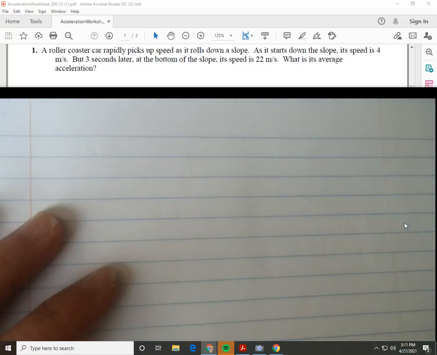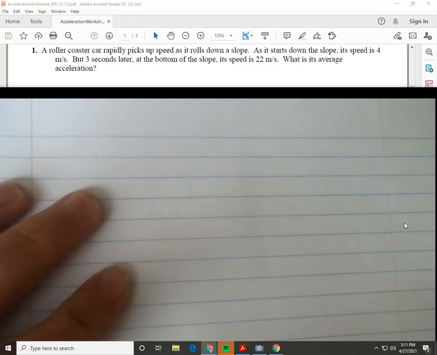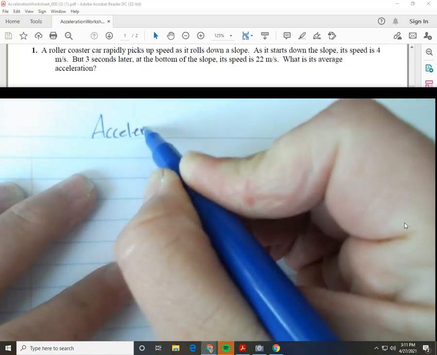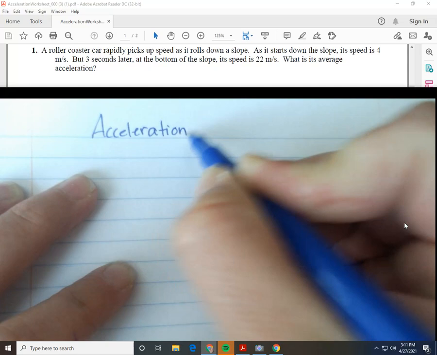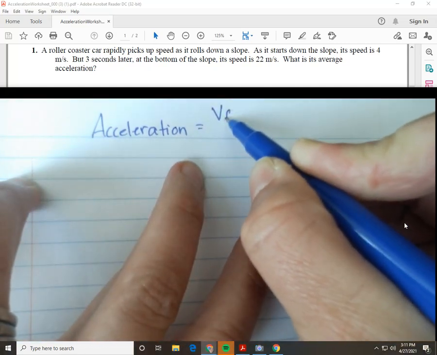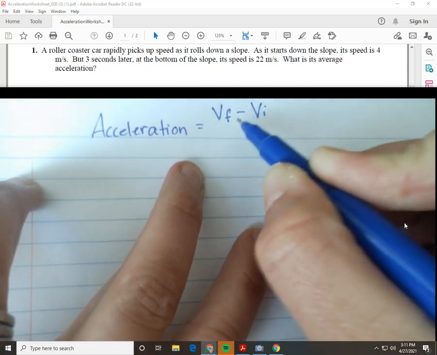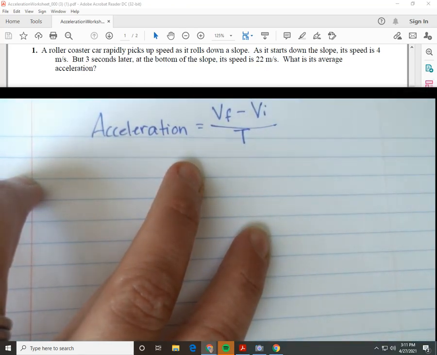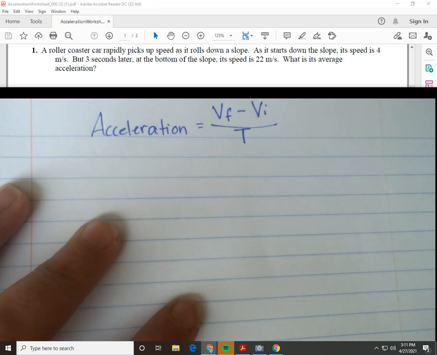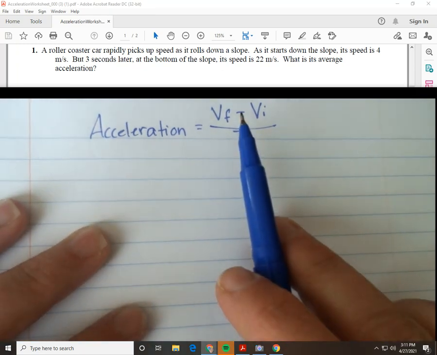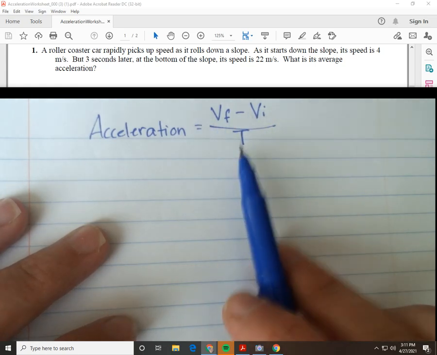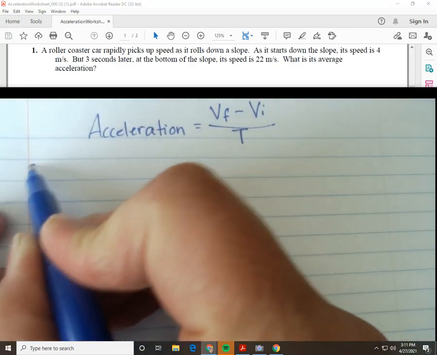All right, so we're going to do some of these example problems on acceleration. Let's remind ourselves that acceleration is final velocity minus initial velocity over time. All right, so when we look at this, we are going to have a difference in time and then our difference in velocity over time. So let's practice the problems that we have here on the screen.